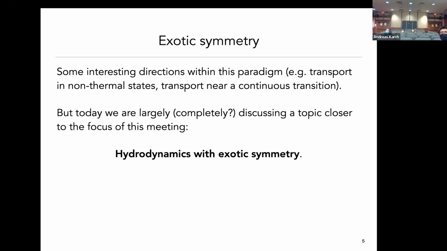And that's history. There are some interesting directions within that paradigm, maybe closer to the history, that I think we'll hear a little bit more about from my other panelists briefly. But for the rest of my portion, I'd like to focus on a topic that maybe has more to do with the focus of this particular meeting. And that is hydrodynamics with exotic symmetry, where exotic means something you didn't think about before. Yeah, as a loose definition.